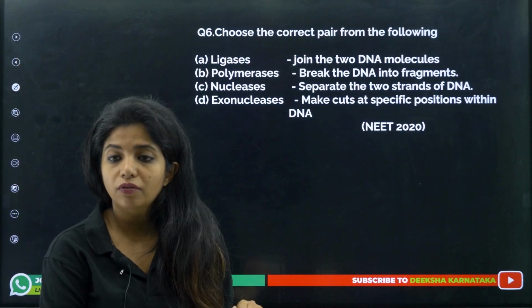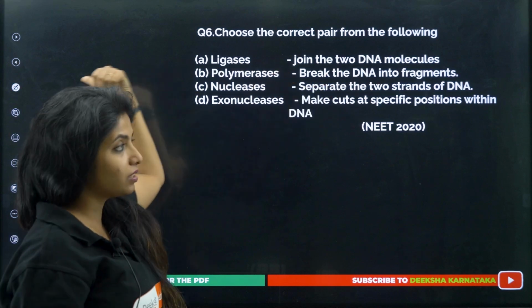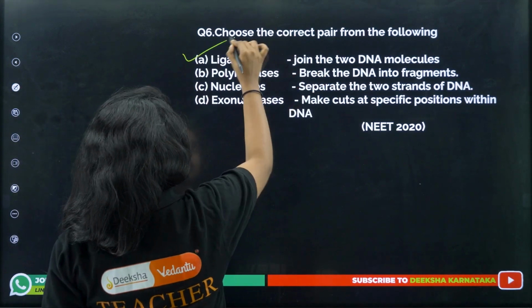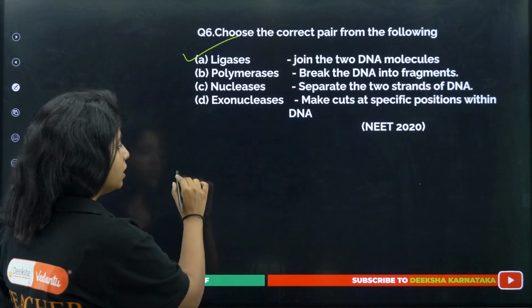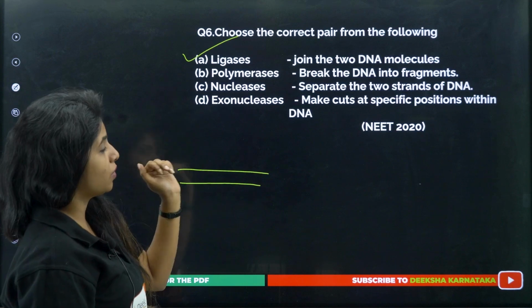Now choose the correct pair from the following. Ligases join the two DNA molecules. Yes, children. The first question, we studied about DNA ligase right now. So it joined the DNA molecules. It is the correct option. Now, polymerases break the DNA into fragments. No. Polymerases, for example, I have a DNA strand. I want to make a complementary DNA strand. This is used for replication. So polymerases are for that.